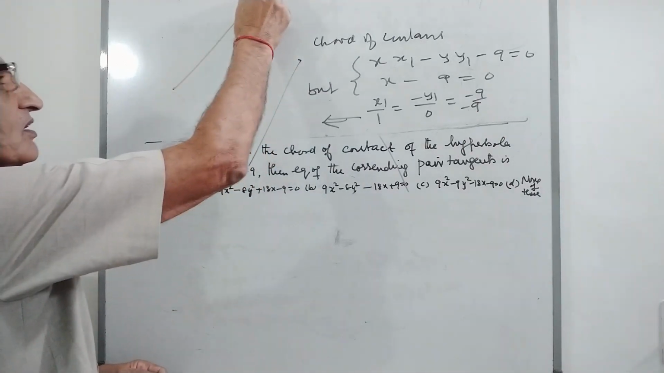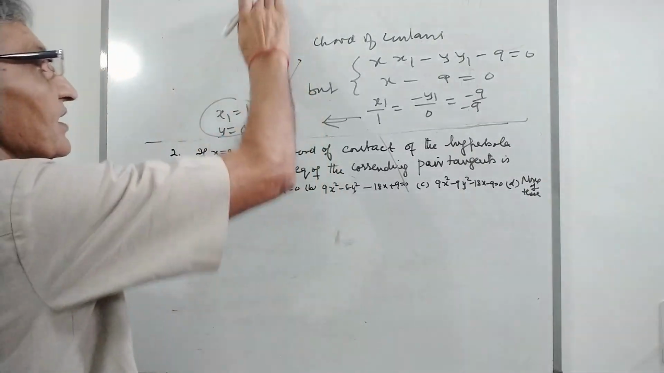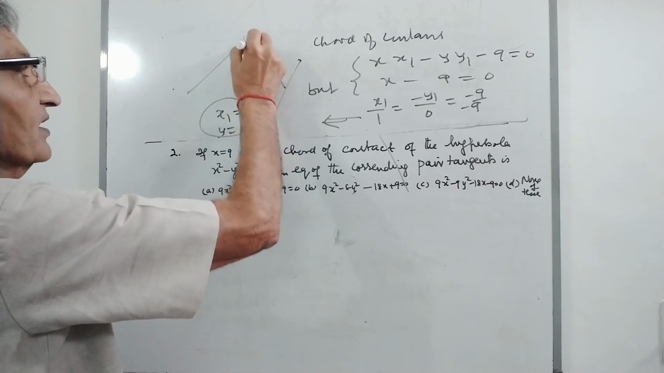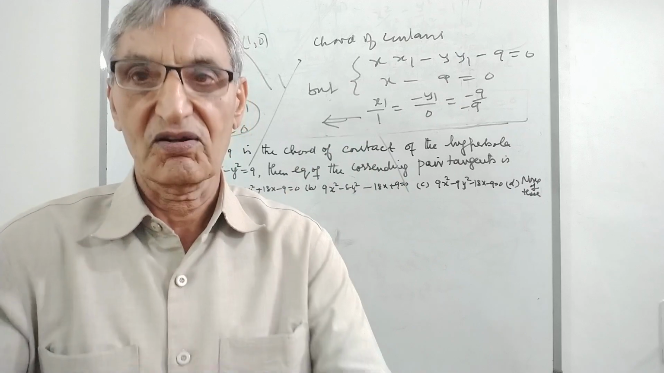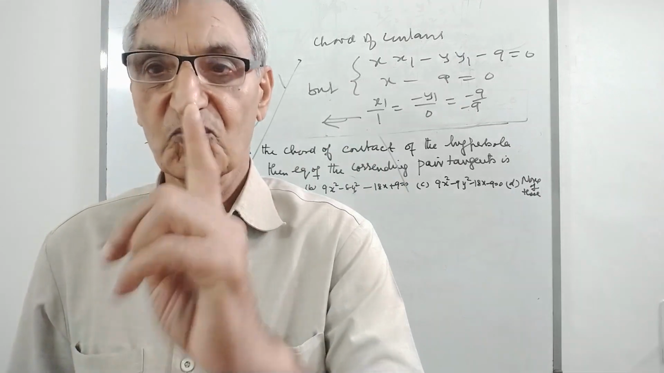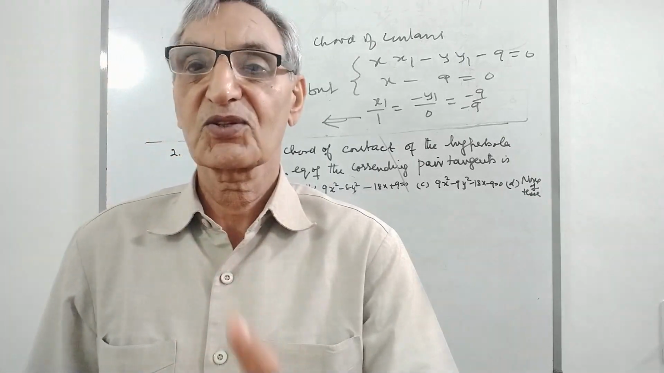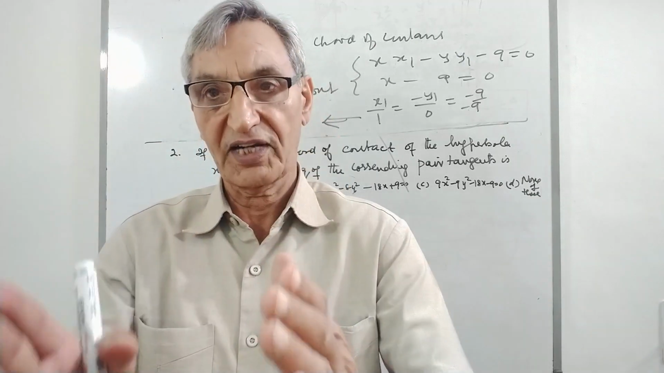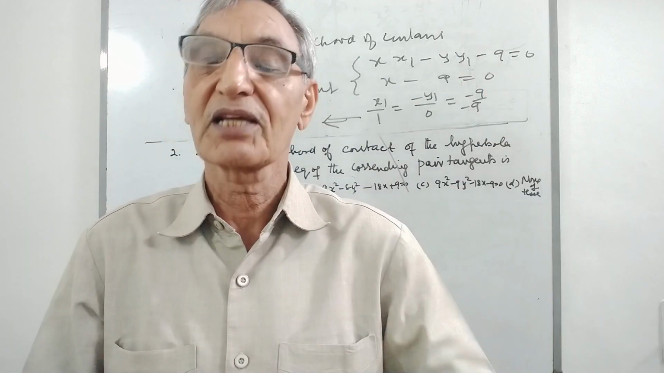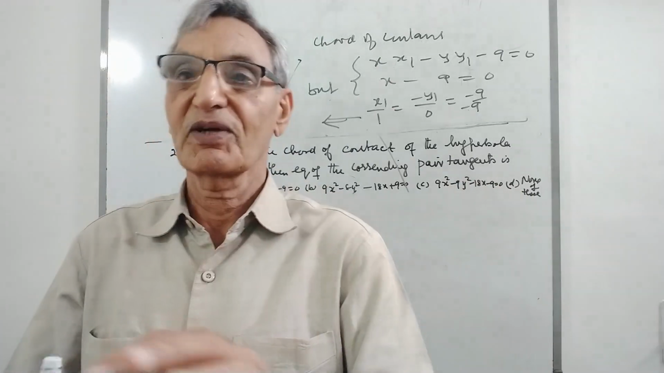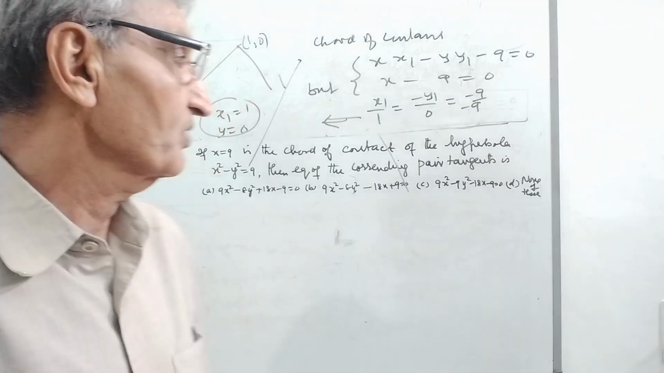So (1, 0) is the point from where the tangents are drawn to the conic section. We have got this point by using the chord of contact. x is equal to 9 has been given as the chord of contact. Then we know the chord of contact at any point (x1, y1) is x into x1 minus y into y1 minus 9. Comparing both, we got x1 and y1.